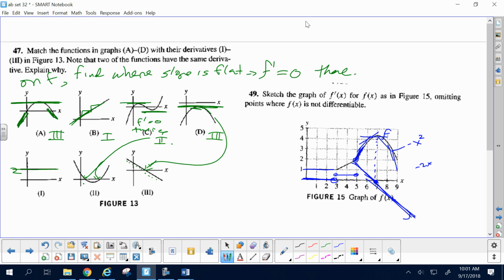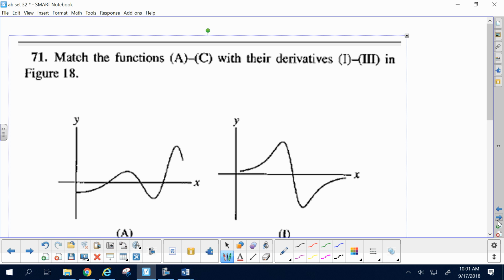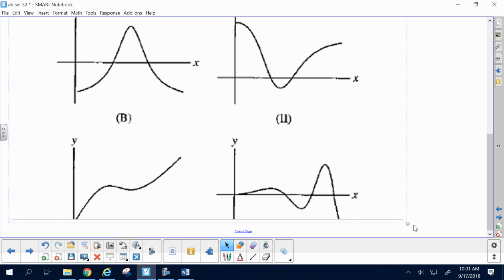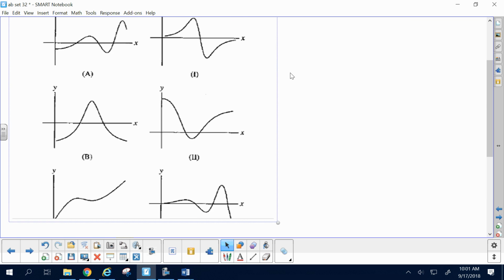All right, moving on. This is way too big. I can't see all this together.